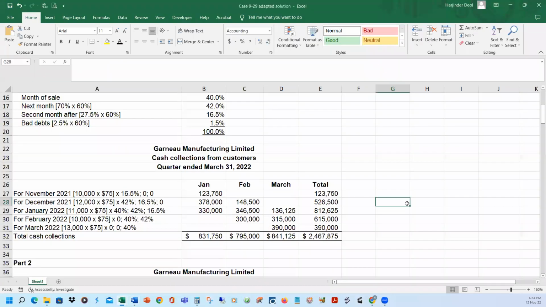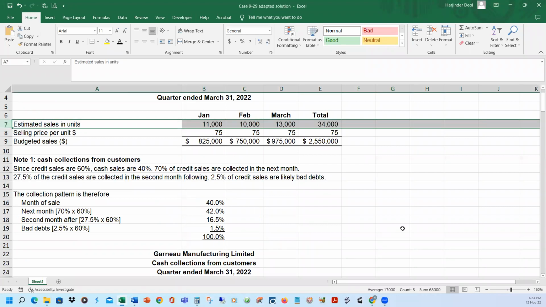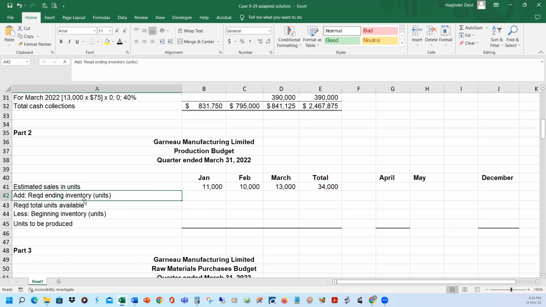When we determine how many units are to be produced, our starting point will be the estimated sales for each of the months. In our production budget, that's what we start out with. Our estimated sales in units are 11,000, 10,000, and 13,000 respectively. But we've been told that the company wants to maintain an ending inventory, so that's our required ending inventory, equal to 20% of the next month's sales. Now, for January, the next month is February. In the month of February, we are expecting to sell 10,000 units in total.